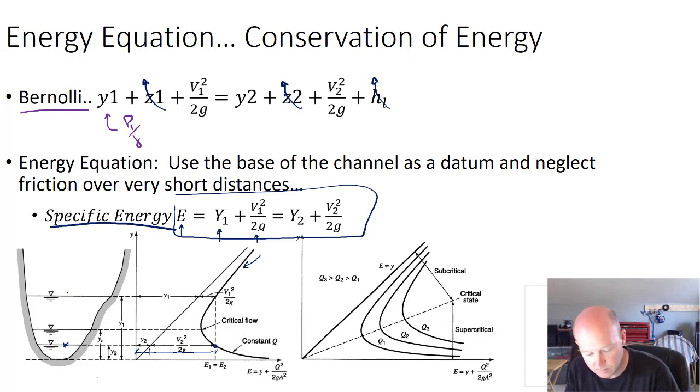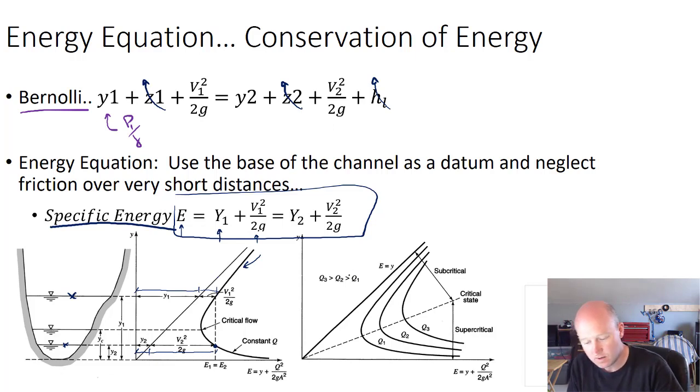Conversely, for a deep part of the channel, we would have a lot of pressure head and relatively little velocity head, and that's very intuitive. And so this shape is going to be one of the things that we'll go back to over and over again, because it will allow us to move from point to point.